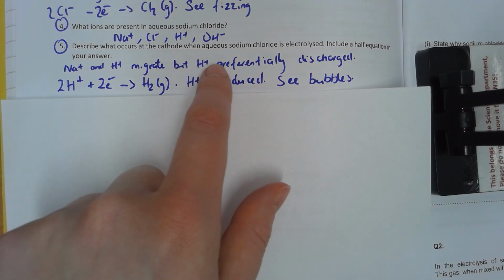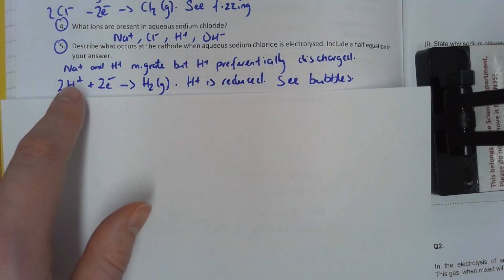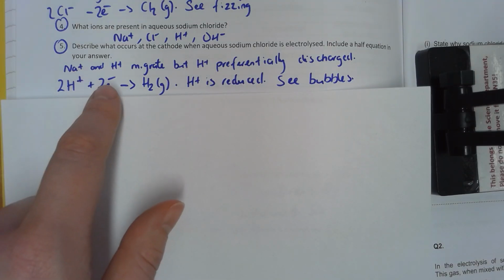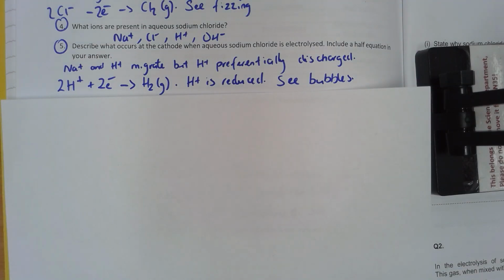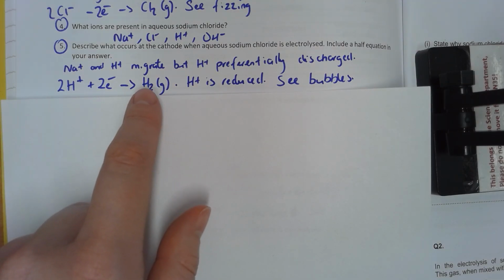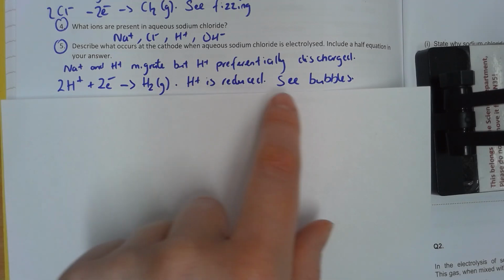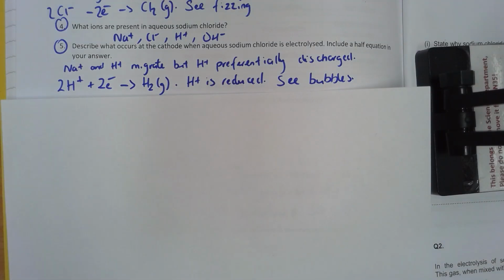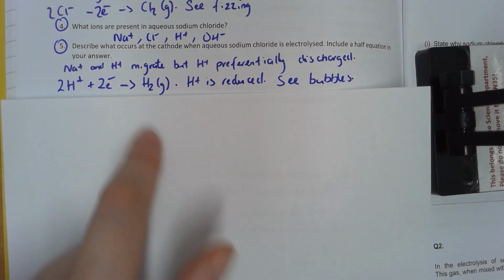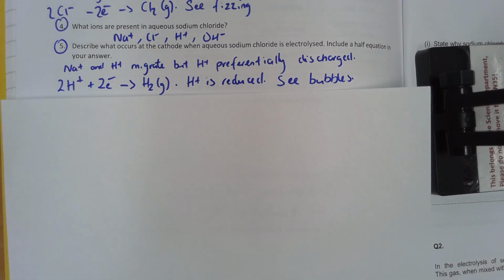If hydrogen, H plus, is being discharged, what happens? Well, it's positive, so you need to give it an electron to get rid of that charge. Because hydrogen as an element is diatomic, I'm going to be forming H2, which is a gas, and I'm going to see bubbles. Also just mention that it's reduction. Okay, I know you've given a half equation, just spell it out for the examiner that gaining electrons means reduction.